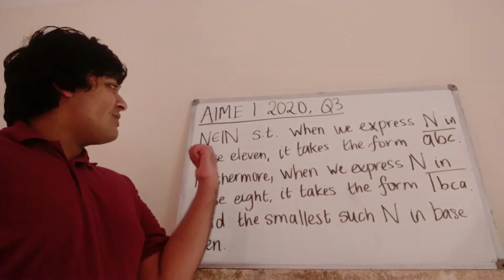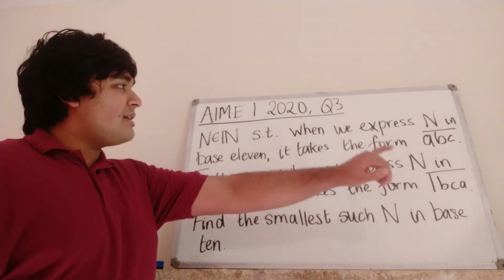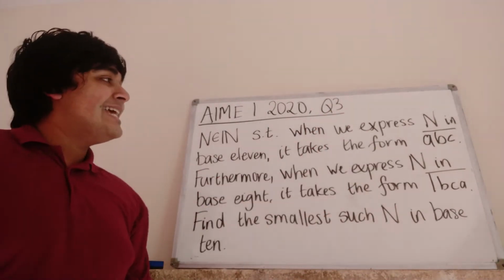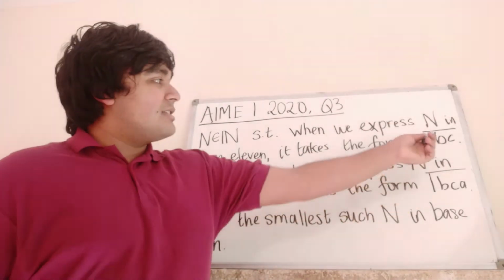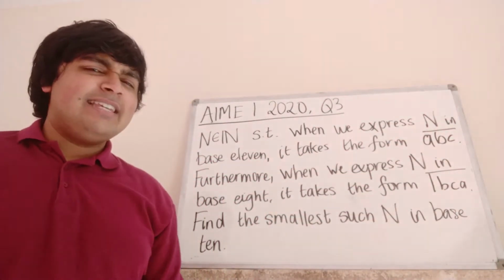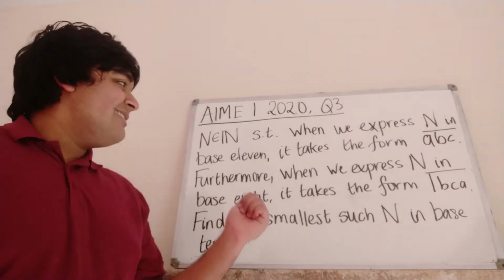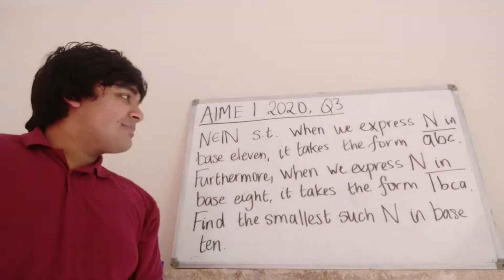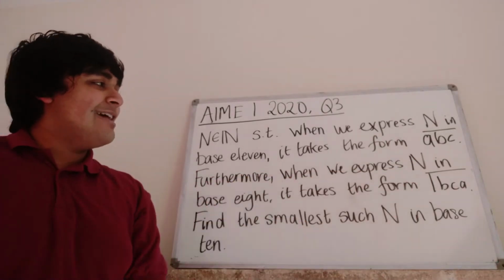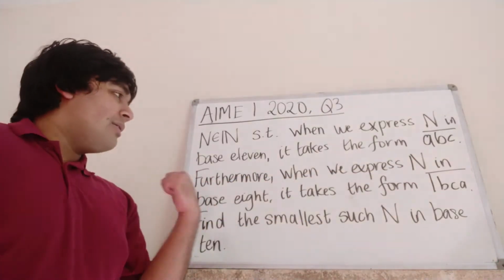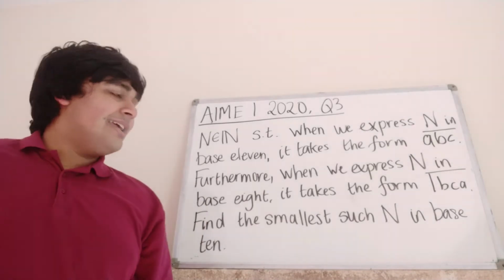Okay, so we have a natural number n, such that when we express n in base 11, it takes the form ABC concatenated. This bar just above means that we concatenate A, B, and C, and I'll explain what that means in just a second. Furthermore, when we express n in base 8, it takes the form 1BCA concatenated. And we want to find the smallest such n in base 10.